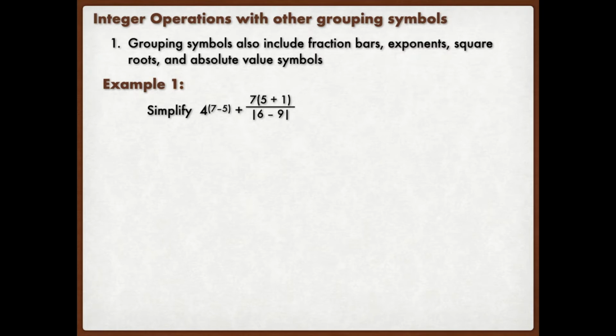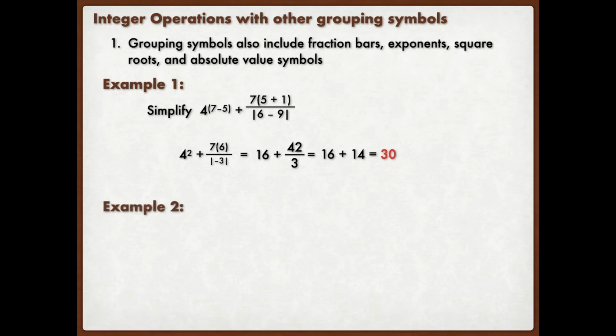And then we have 7 times 5 plus 1, and then we have the absolute value of 6 minus 9. 6 minus 9 will give us -3, but that's an absolute value, so that would turn into a 3. And then we have 5 plus 1, which would be 6. 4 squared would be 16. 7 times 6 is 42. Now we have to focus on the division. 42 divided by 3, then we can add 16. So 42 divided by 3 is 14.